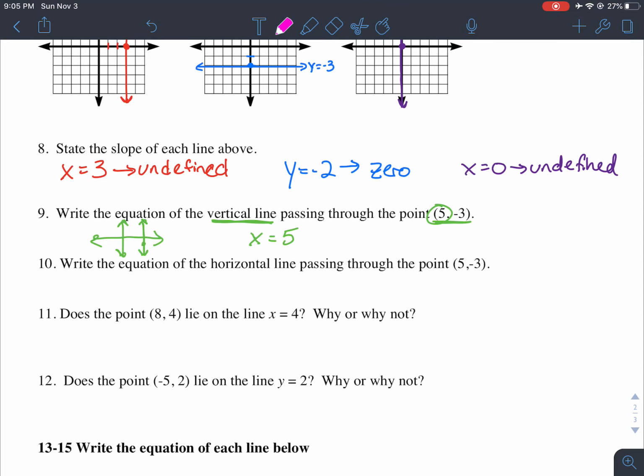Okay. Question 10 is very similar, but now it wants to know about the horizontal line. I know that horizontal lines have an equation y equals something. And in this case, I look at the y coordinate, -3. And it's that quick. Vertical lines, x equals a number. Horizontal line, y equals a number.